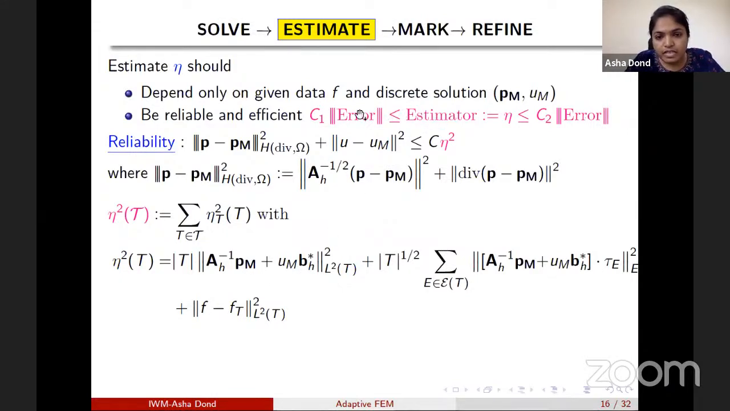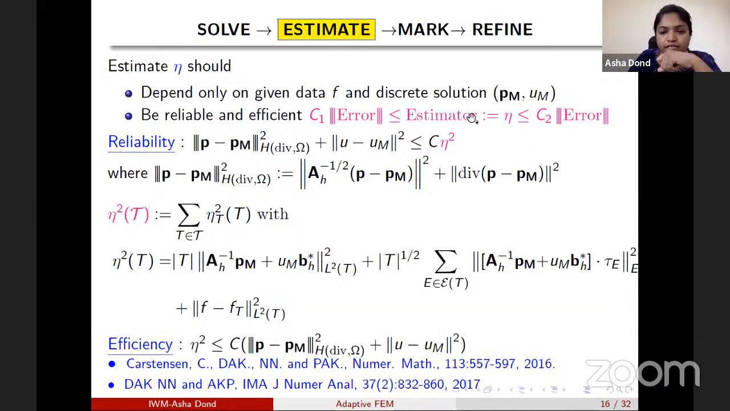But with only a one-sided bound, that the error is bounded by the estimator, our target is to find the triangles where the error is large. Even if the estimator is large, it does not say that the error is large in a particular triangle. For that, we need the efficiency. Efficiency means we have to show the estimator is bounded by the error. This guarantees that the error and estimator are equivalent. So whenever the estimator is large, that means the error is large.